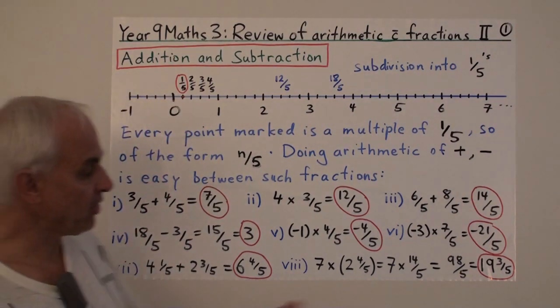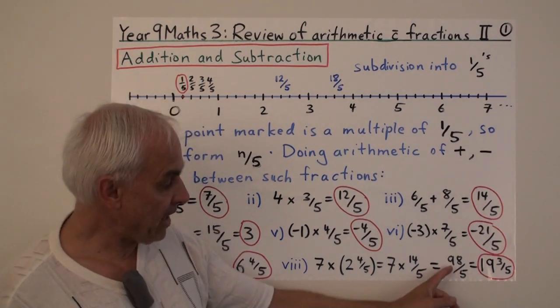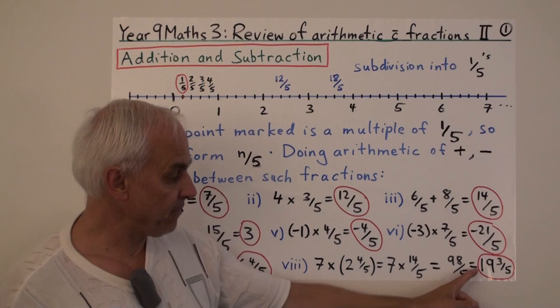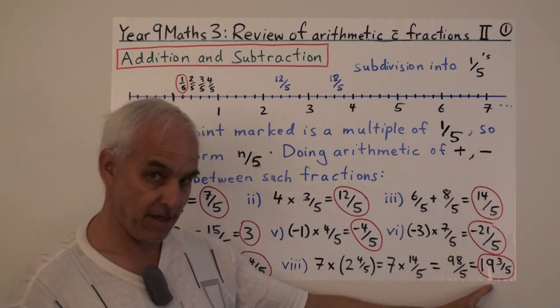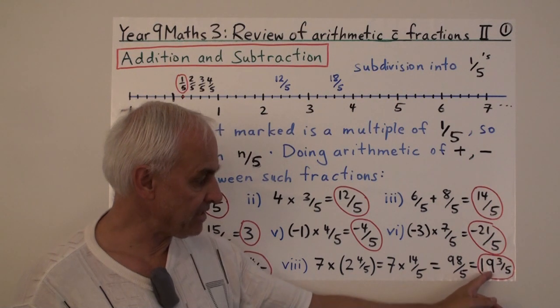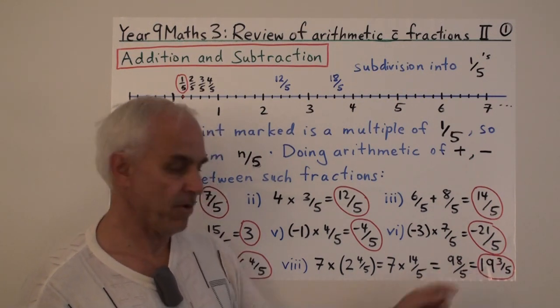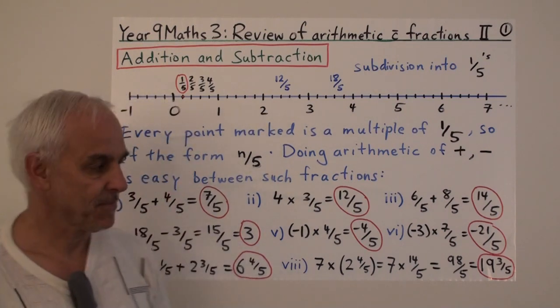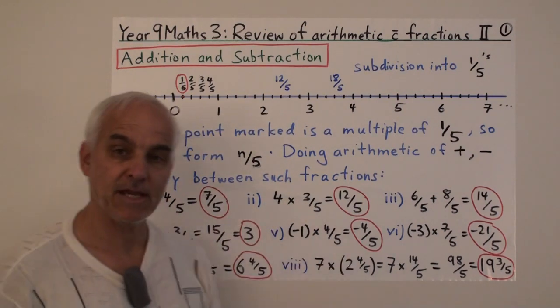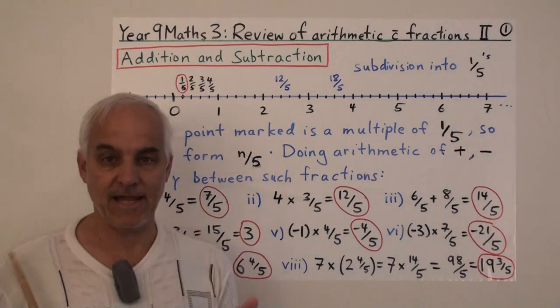And if we wanted to, we could convert that into a mixed fraction by dividing the 98 by 5 to give us 19. And then there would be a remainder of 3, so it would be 19 3/5. So we could leave it either in this form or in this form. So these are examples of arithmetic with fractions where the denominator is always the same.